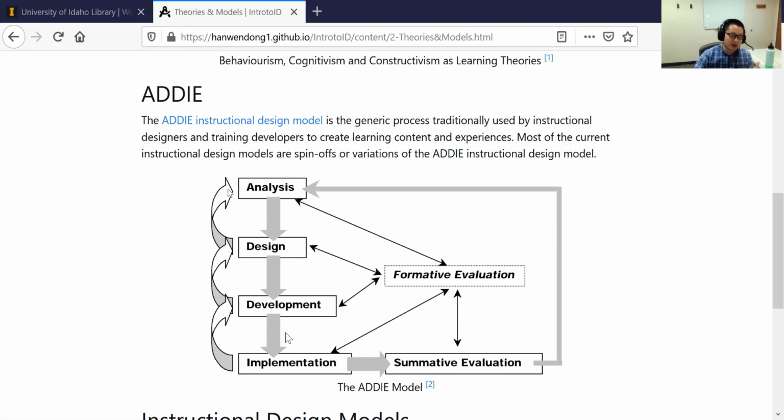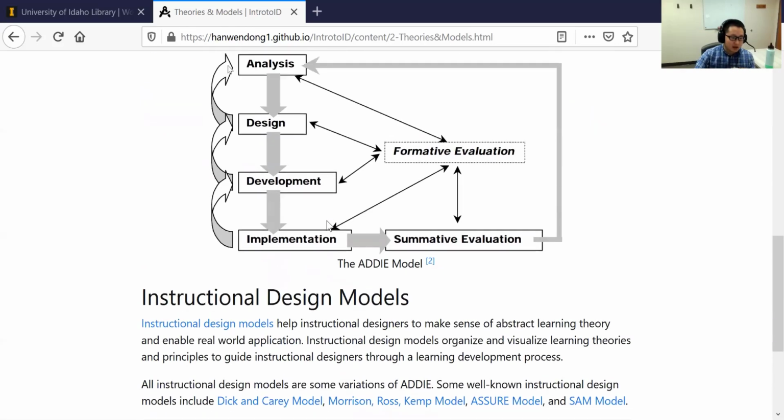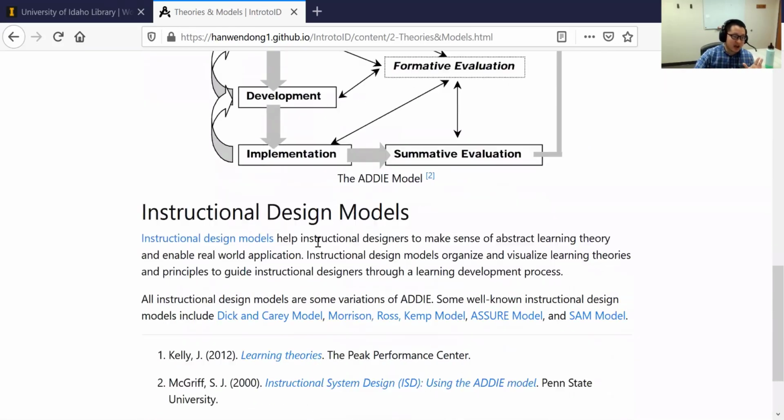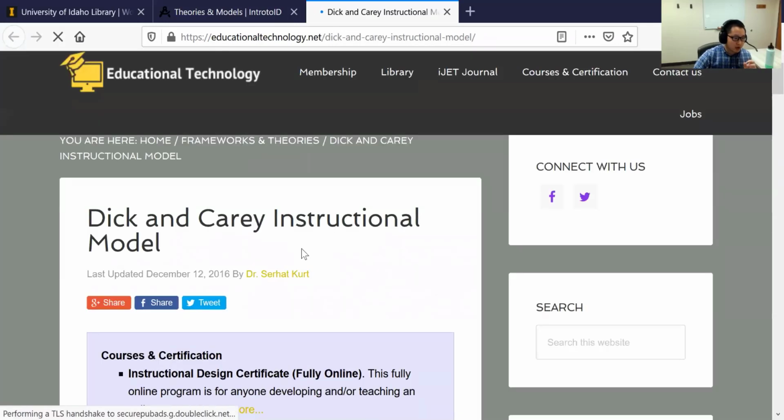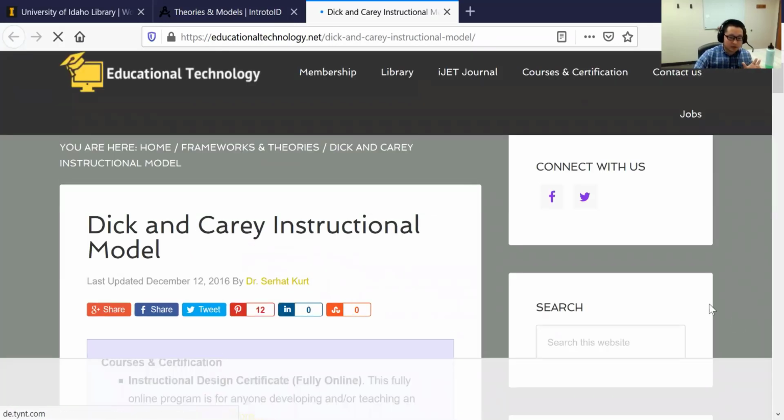So that's why sometimes if you just Google ADDIE, you might see a waterfall or a more linear approach of these 5 different phases. And then all the other instructional design models are just variations of ADDIE. So if we take a look at some models, including the Dick and Carey model.